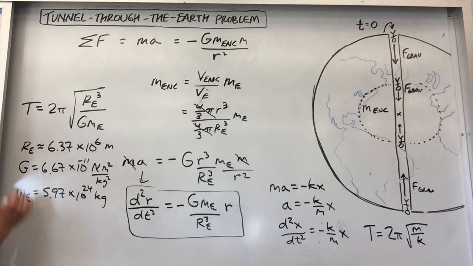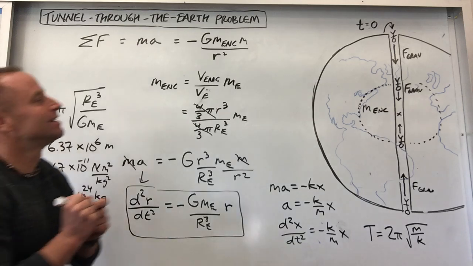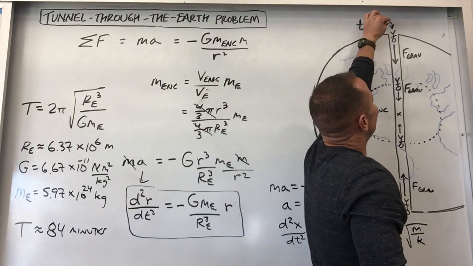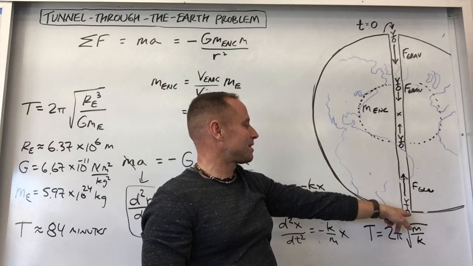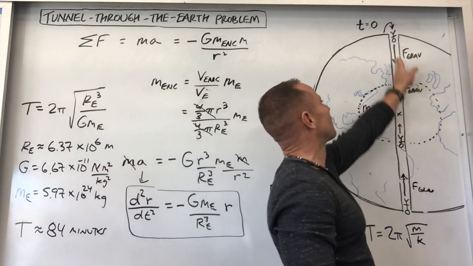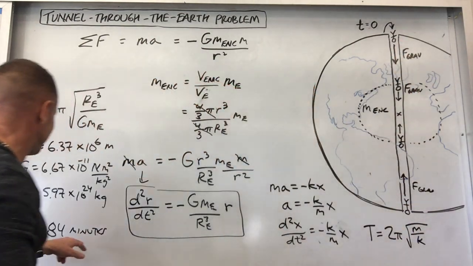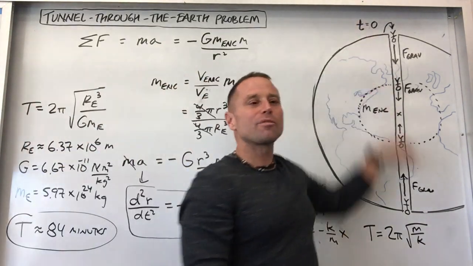And it turns out that if you do shove those in, I encourage you to try it. If you plug it in like this, you'll get the period in seconds. If you change it to minutes, you'll get around 84 minutes to go back and forth. So you jump in here at the North Pole. 42 minutes later, your head will pop out here by the penguins at the South Pole, and then back you go. And then 42 minutes later than that, for a round trip of 84 minutes, you'll go back and forth between the North Pole and the South Pole.